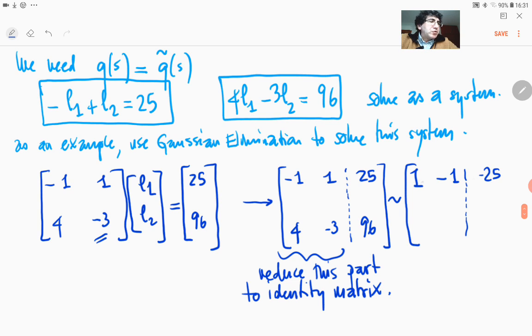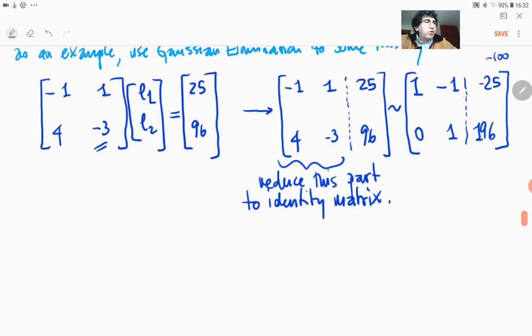Now I will multiply the first row by 4 and subtract it from the second row, so that this becomes 0. When this is multiplied by 4 and subtracted from this, that becomes minus 3 plus 4, which becomes 1. And when I multiply this by 4, it becomes minus 100, and minus 100 subtracted from 96 gives 196 in here, okay? So we have almost the identity matrix.